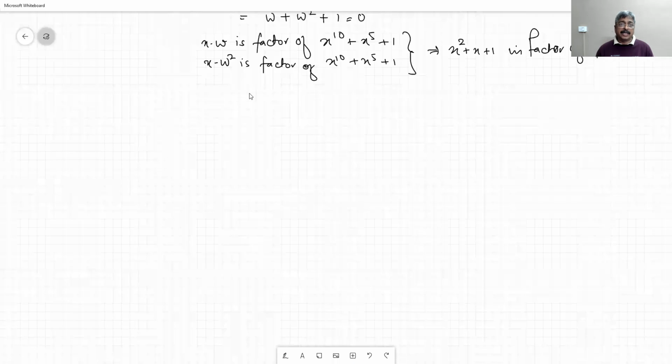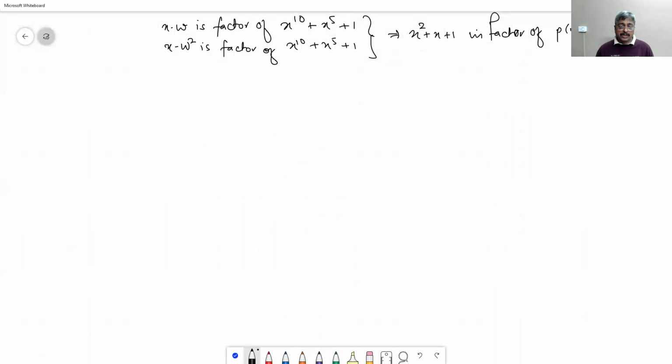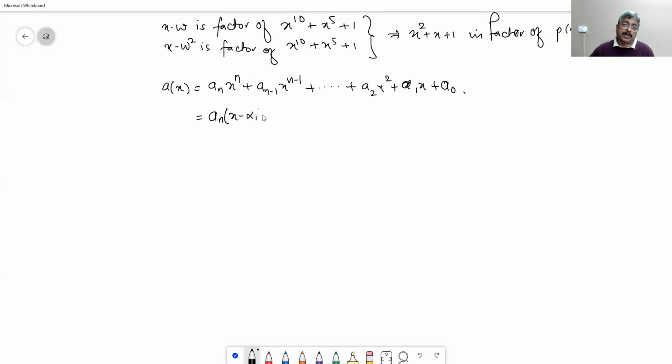Let me revise what we had done last lecture. Suppose a of x was equal to a n x raised to n plus a n minus 1 x raised to n minus 1 plus dot dot dot plus a2 x square plus a1 x plus a0, which again we can factorize and say that it is an times x minus alpha 1, x minus alpha 2, dot dot dot, x minus alpha n.